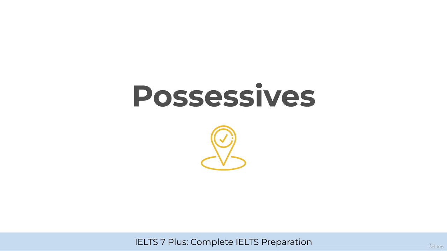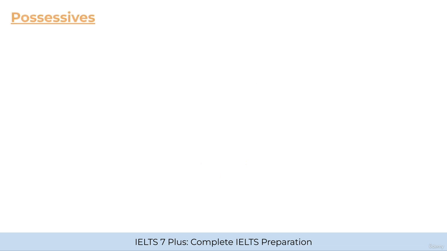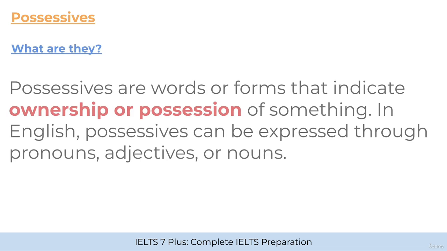Okay, so let's now ease into possessives. How are they different from demonstratives? And what do they do in a sentence? Well, they are words that, you might have guessed, indicate ownership or possession of something. So they could be pronouns, they can be adjectives, or they can be nouns as well. And we'll look at each one of these.